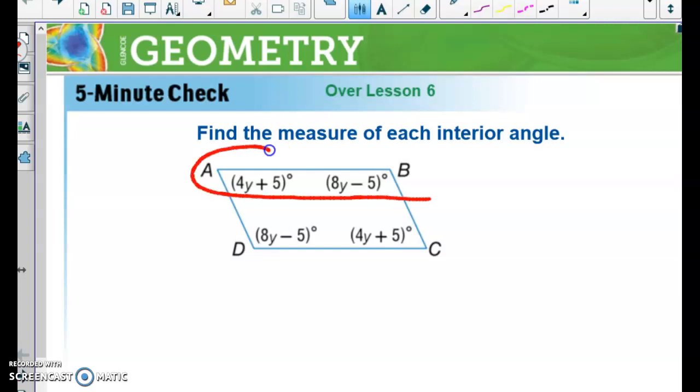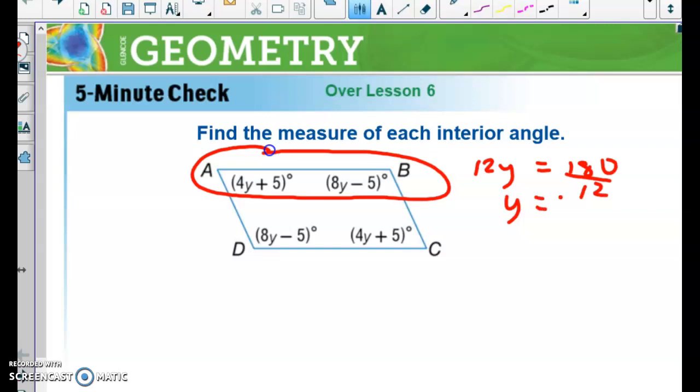And in a parallelogram, we know that consecutive angles have to be supplementary. So I'm going to take 4y plus 8y gives me 12y, and 5 and negative 5 gives me 0. They have to be supplementary, so they're equal to 180. Dividing by 12 gives me 15. So y is equal to 15, but that doesn't tell me what the measure of each angle is.